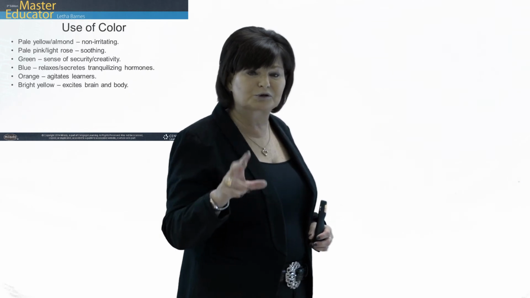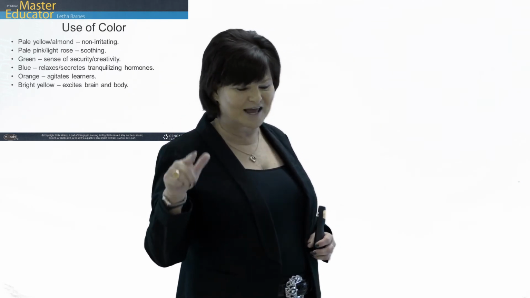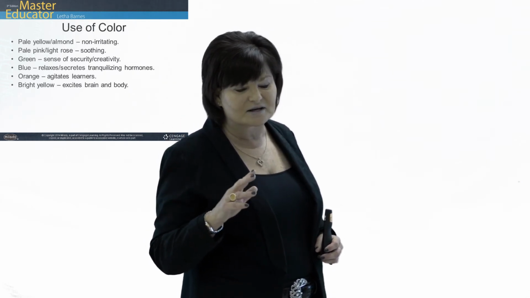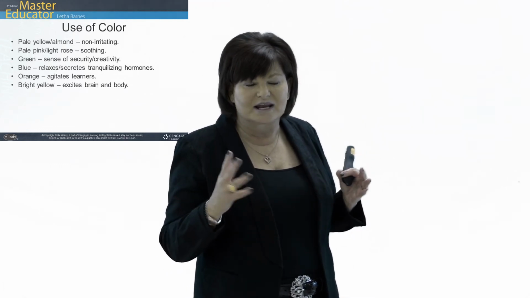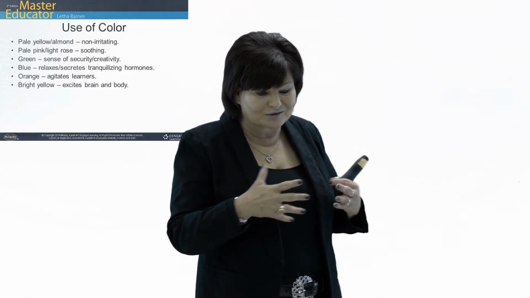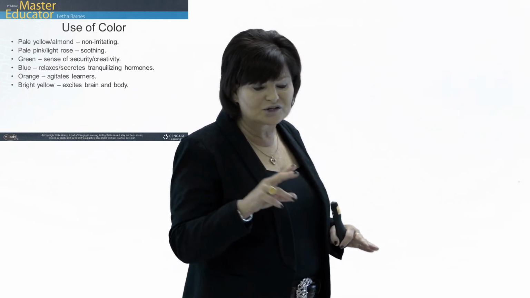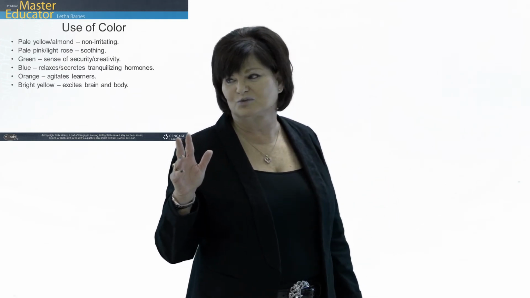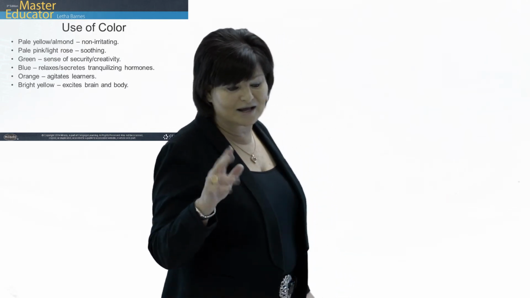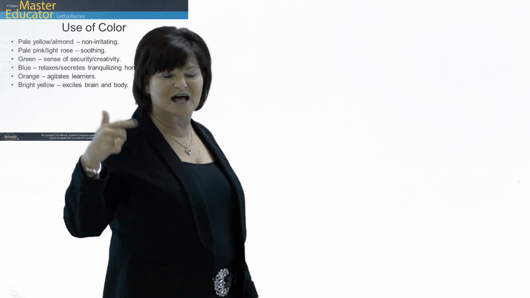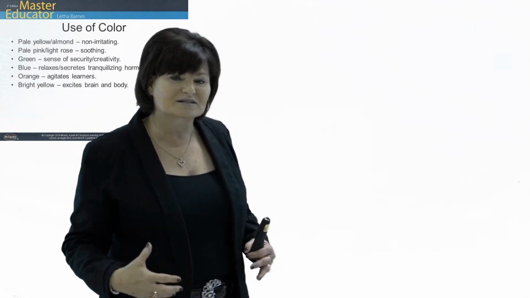Blue is a color that we use for relaxation. It creates tranquility. It actually helps the body secrete tranquilizing hormones, and it's the color blue. Orange agitates learners. So do we want to paint our walls orange? No. Bright yellow actually will excite the brain, and it actually excites the body.